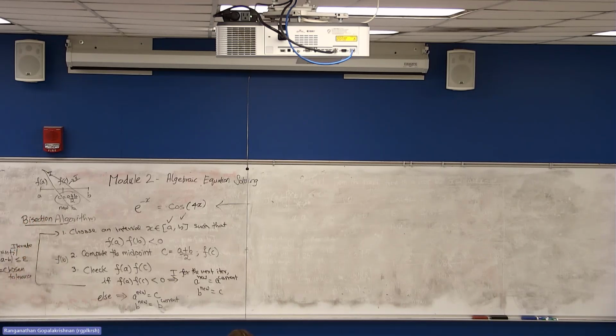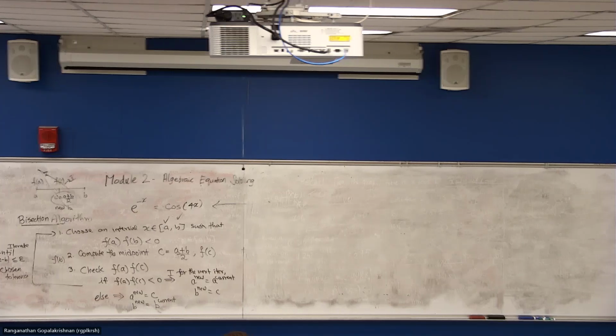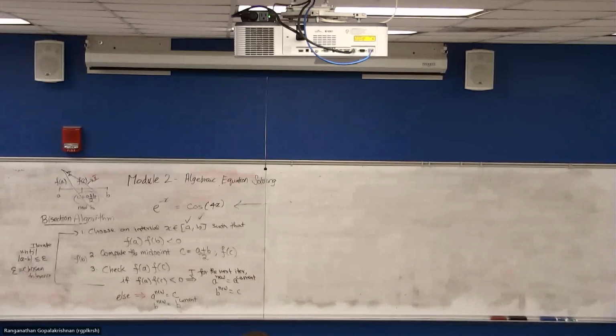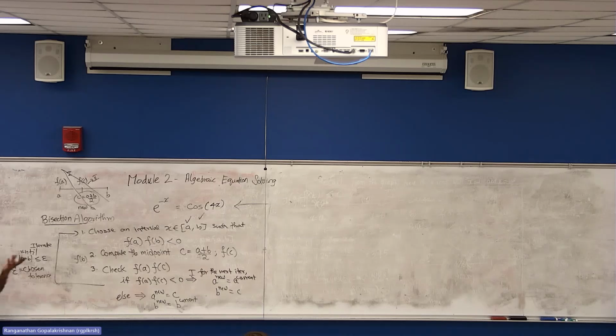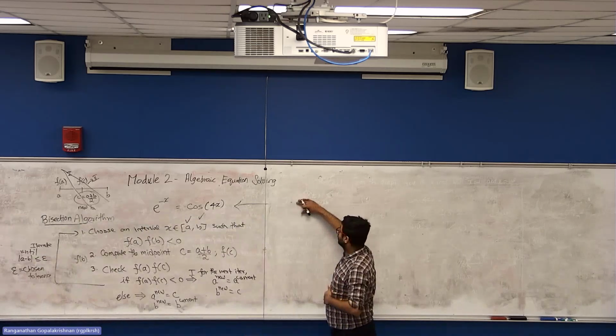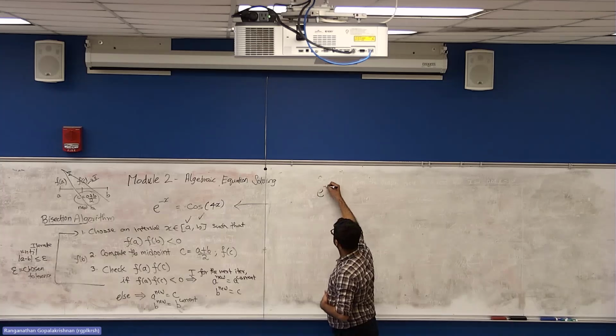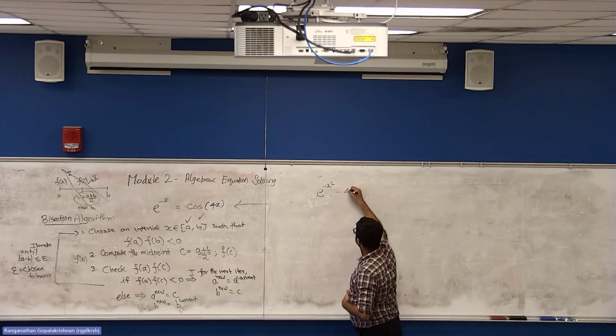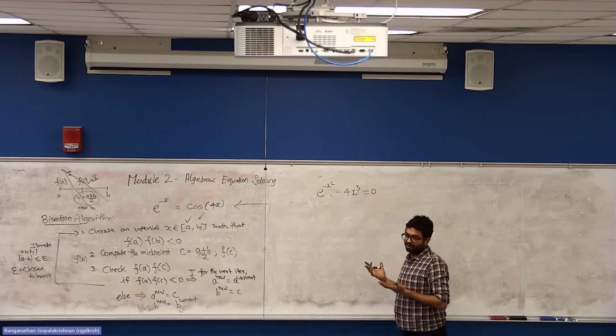Obviously, you would have guessed it. This method is called bisection method because you bisect the interval. You have to choose A and B, either by graphical method, or if you give me a function that I really don't know, let's say, for example, e power minus x squared minus 4x cubed equal to 0. I can't tell really what this is.